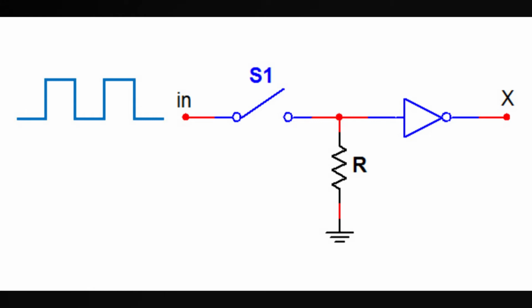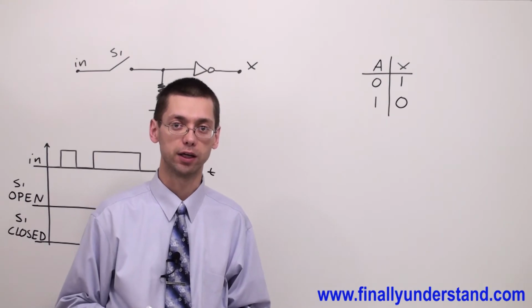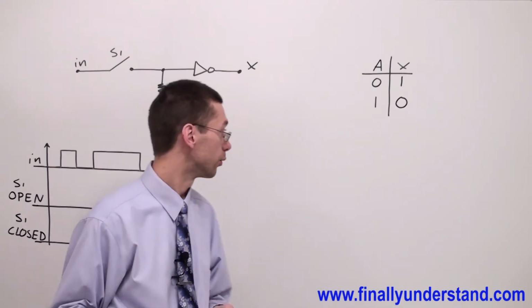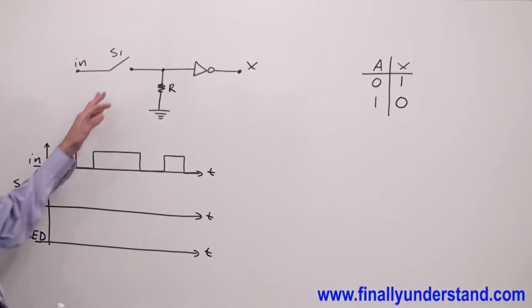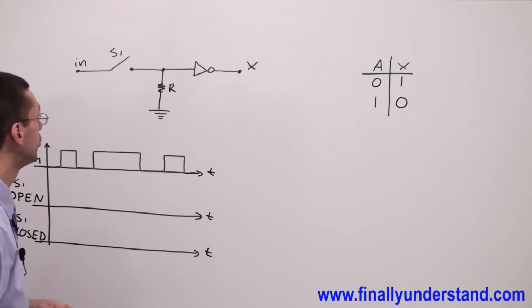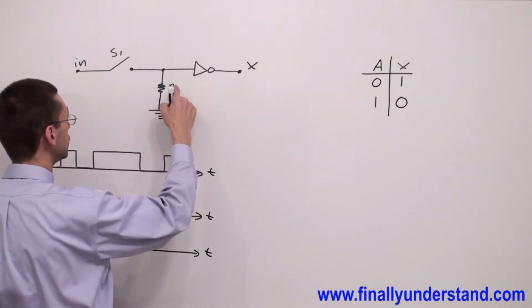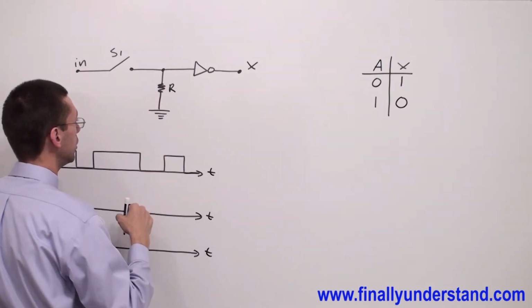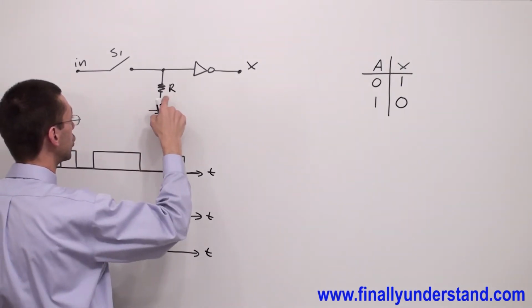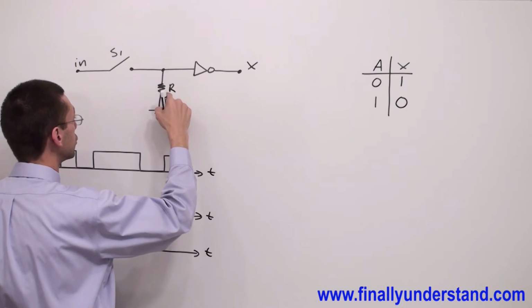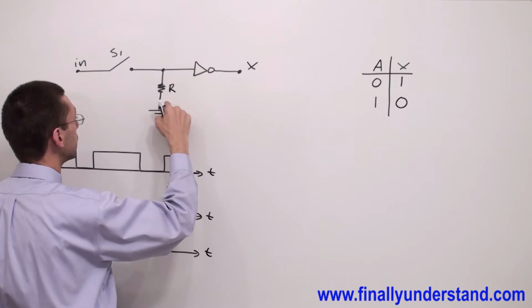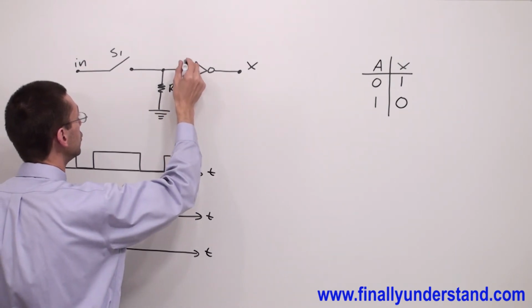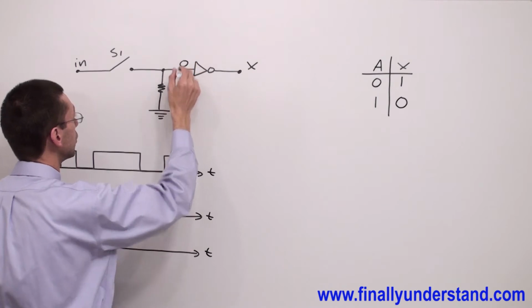This time we're supposed to determine the output waveforms when switch S1 is open and when switch S1 is closed. When switch S1 is open, the input of the inverter is connected to the pull-down resistor. So if you have this connection, you're supposed to realize that your input is connected to ground. That's why this input is receiving 0 at this moment.